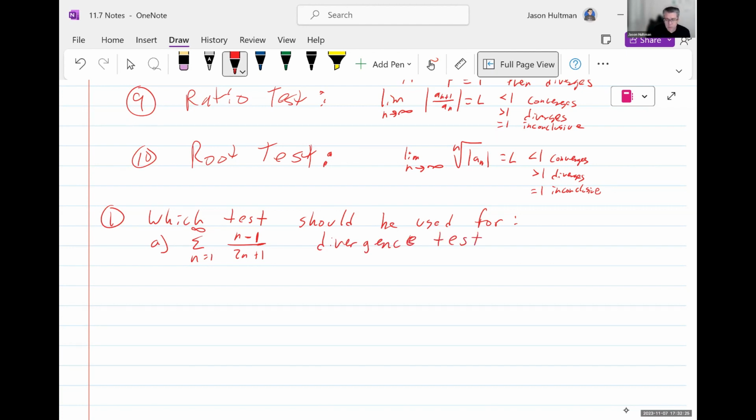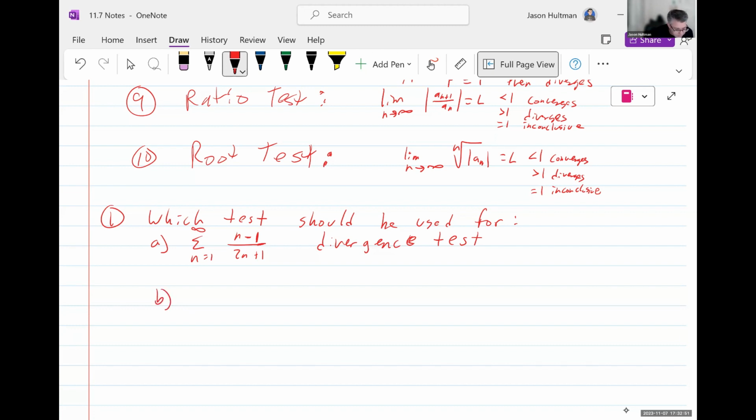Because we have an asymptote for the terms, and the terms themselves are converging to 1/2. The series is going off to infinity because you're basically adding 1/2 each time.